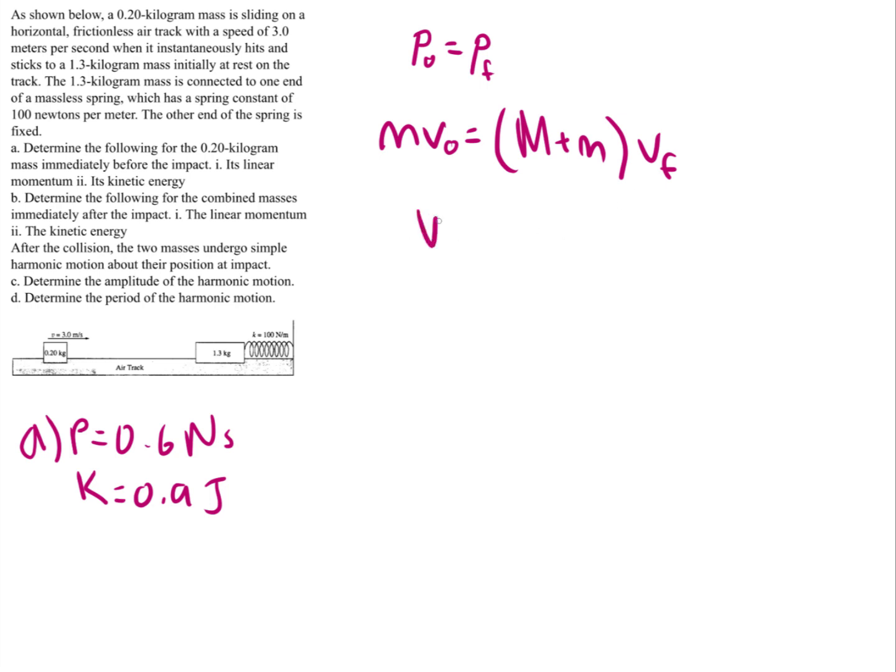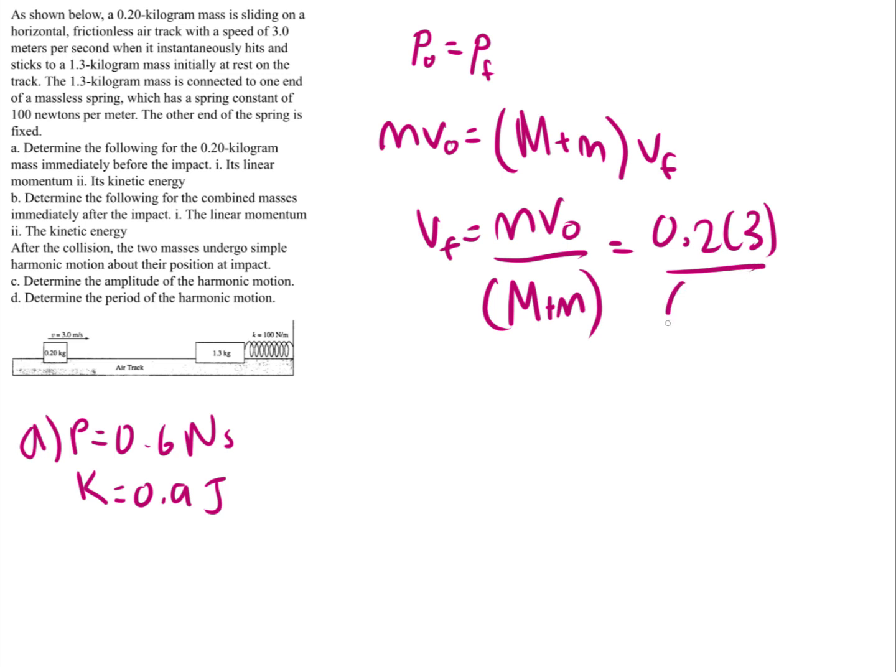So now all we need to do is solve for the final velocity, which is little m times the initial velocity divided by the combined mass. Now we just plug everything in: 0.2 times 3 divided by 1.3 plus 0.2. And this gives you 0.4 meters per second. So the velocity after it collides is 0.4 meters per second.